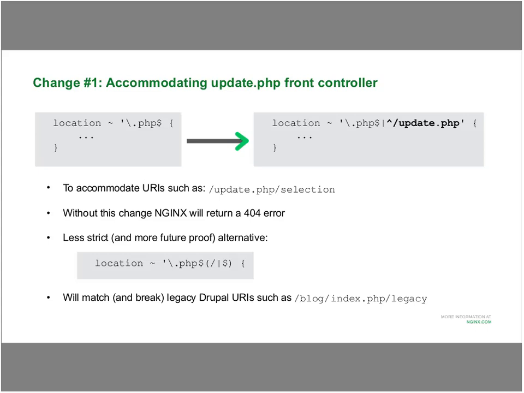The downside of using this is that it might break legacy Drupal URIs like the one that's listed there with /blog/index.php/legacy that will now match and will not work as it did before. So the trade-off is either more future-proof, or if you want to support legacy Drupal URIs, will lead your choice here.